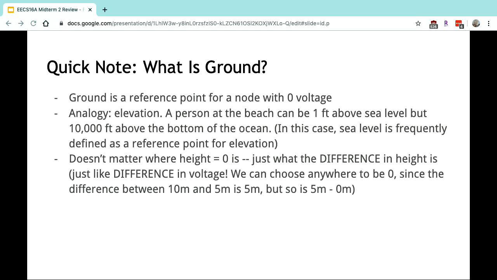But if I take the reference next to, let's say, Mount Everest or something, I'm probably going to be at like minus 5,000 or 10,000 feet, right? So depending on where I set my reference point of what 0 is, that will tell me my height relative to that reference. And ground is the same thing. That's saying where my reference point is for 0 volts. Every other node voltage in your circuit will be written in reference to where you set your ground. But it doesn't matter where you set it. You can set it anywhere because the relative difference is always going to stay the same.